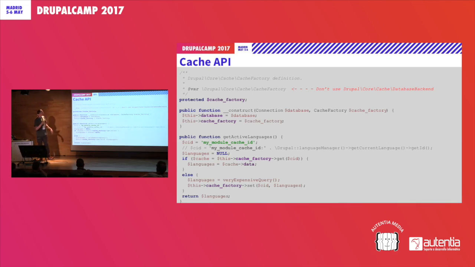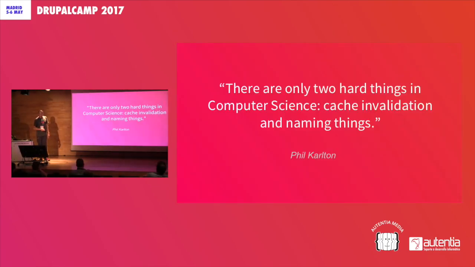You have the documentation in Drupal.org. Not this example, it's another one. And I saw this sentence today in the first talk: there are just two hard things in computer science, cache invalidation and naming things. The other talk was about naming things, but now we are in cache invalidation.